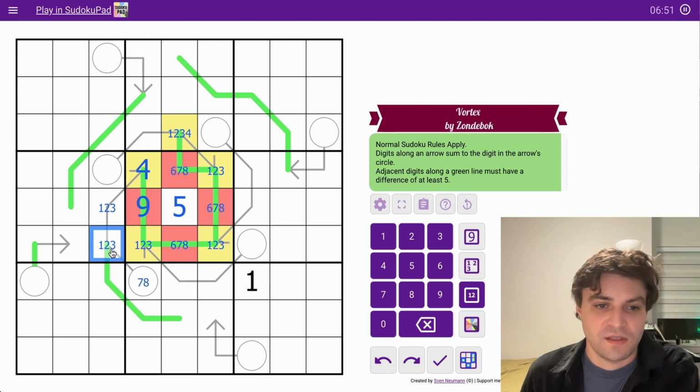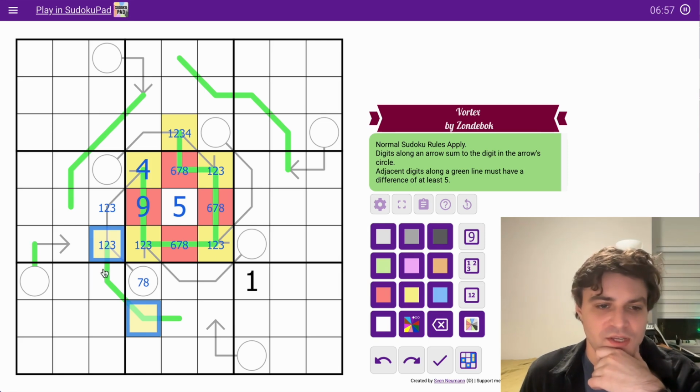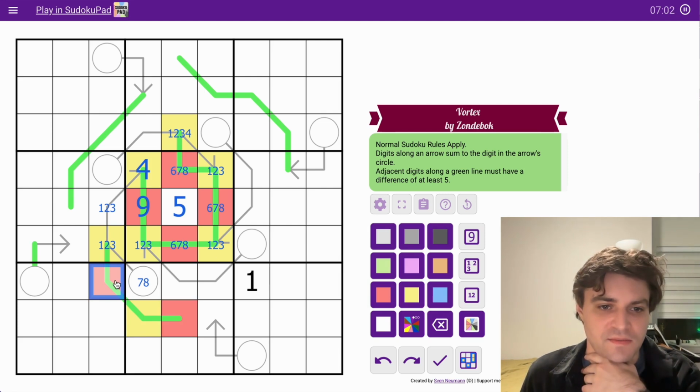Now we know that this is a low number, and this is a green line. So I can repeat the thing that I did above, and I can make these our low number cells, which are going to be the yellow cells. I can make these the high number cells, which are going to be the red cells. And it would look something like this.